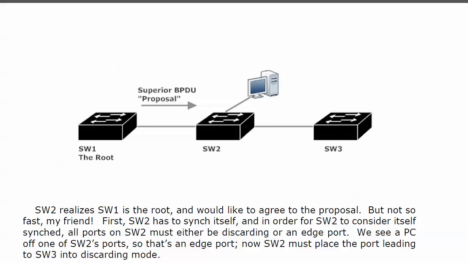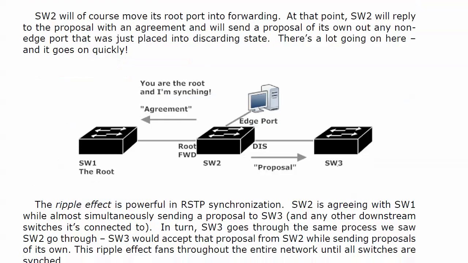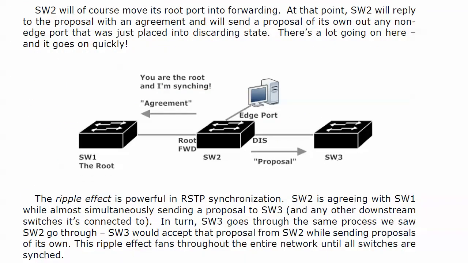Now switch 2 actually has to put the port leading to switch 3 into discarding mode. It's really cutting itself off from all other communication for a while, because that would be true no matter how many other switches were there. We just say, okay, I'm busy, I can't talk to you right now, I got to put you in discarding mode. Now, a lot of things will then happen here all at once, or almost at once.